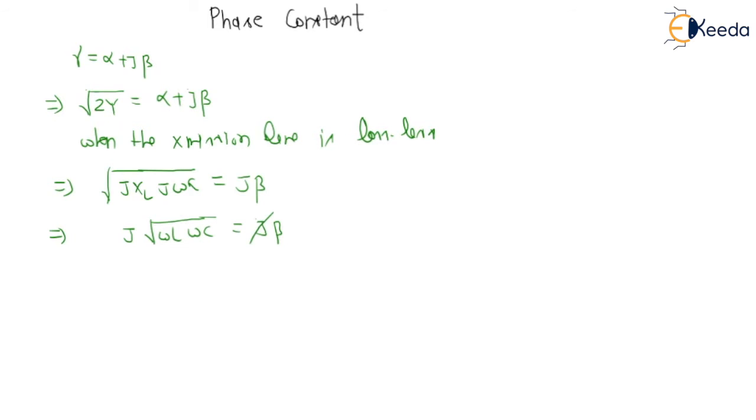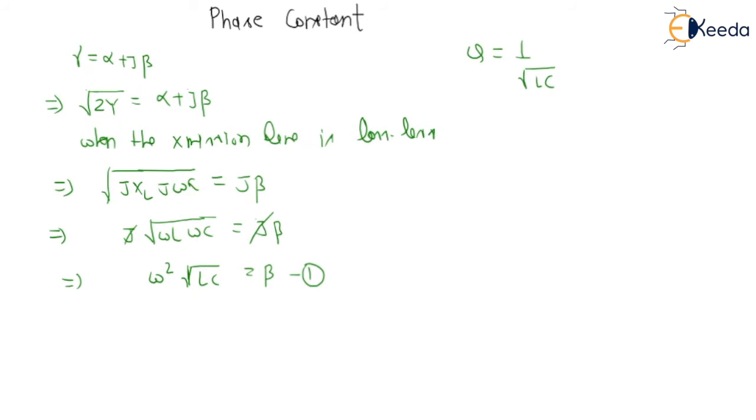So j cancels out, and this will become omega times the square root of LC, equal to beta. This is equation number 1, and we also know that v is equal to 1 upon the square root of L into C.